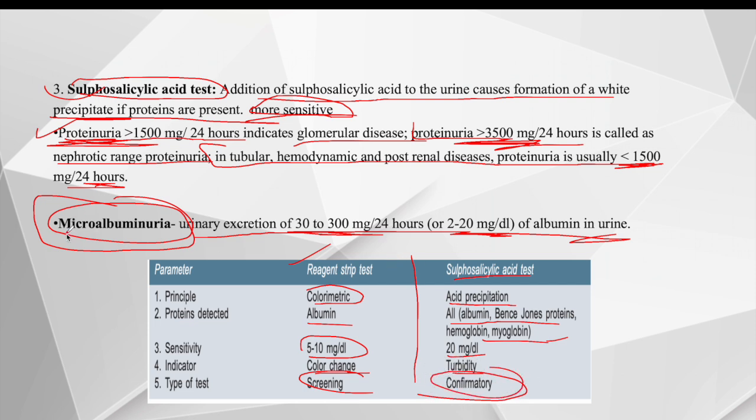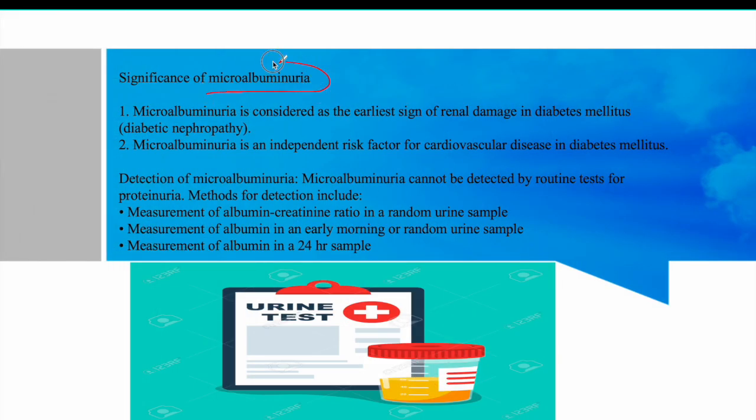Now, microalbuminuria, as I have told you, is excretion of 30 to 300 milligram of albumin per 24 hours. Now, what is the significance of albuminuria? Why are we discussing it here? Microalbuminuria is considered the earliest sign of renal damage in diabetes mellitus, that is diabetic nephropathy, and it is an independent risk factor for cardiovascular diseases in diabetes mellitus. So, these are the two significances of microalbuminuria, and the detection has to be done by a specific test because it cannot be detected on routine examination.